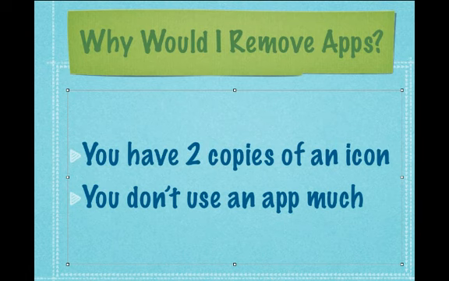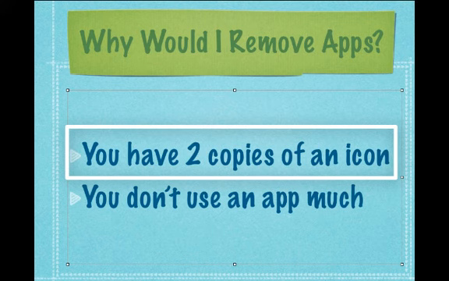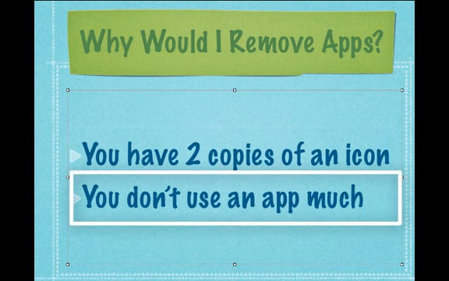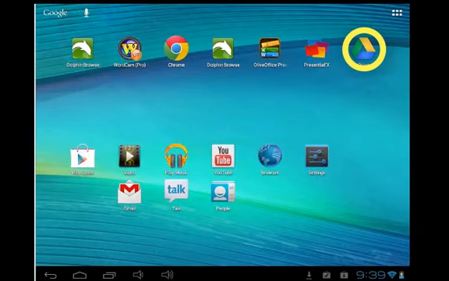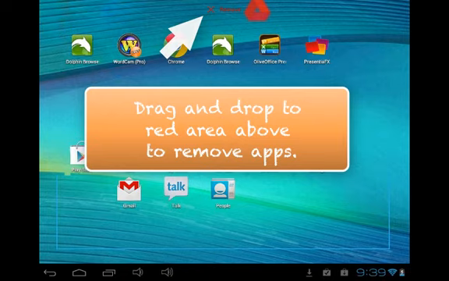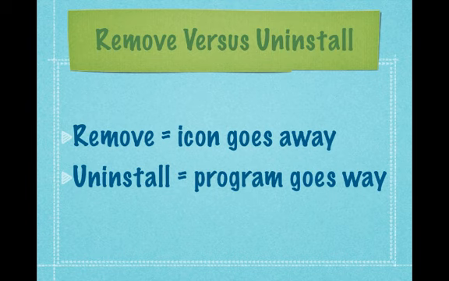There are two reasons you would want to remove apps. One would be because you accidentally have multiple copies of the exact same app. The other reason would be because you don't use the app much and you just want to unclutter your screen. To remove the app from your screen, all you have to do is press and hold on the app, and then this screen will appear. Simply drag the app or icon up to this remove area, and let go and it's gone from your screen. Keep in mind that removing the app only takes the icon or picture off the screen. You still have the program actually installed.